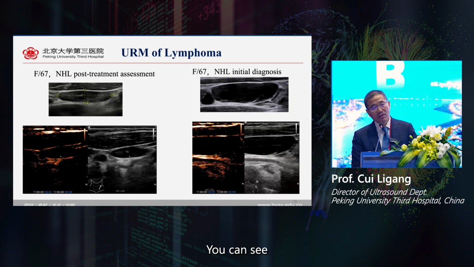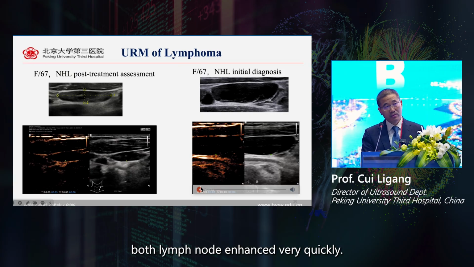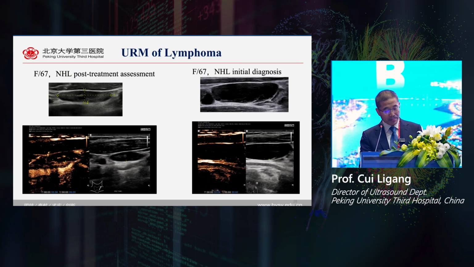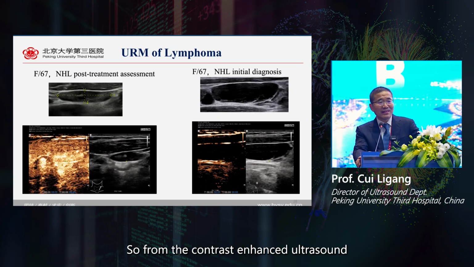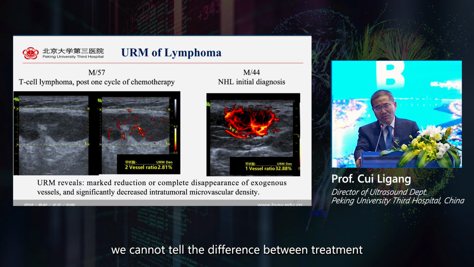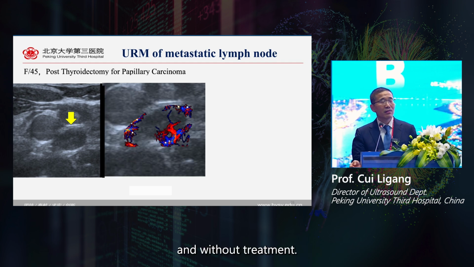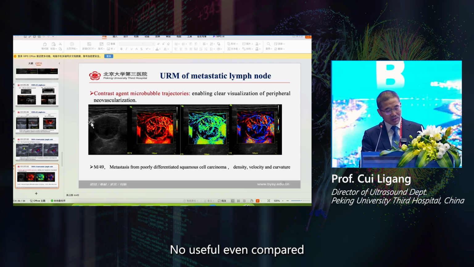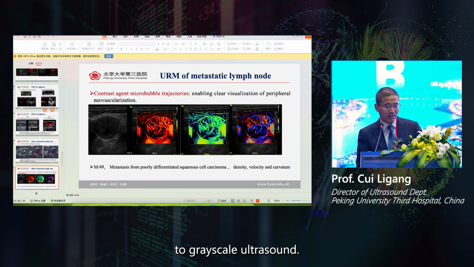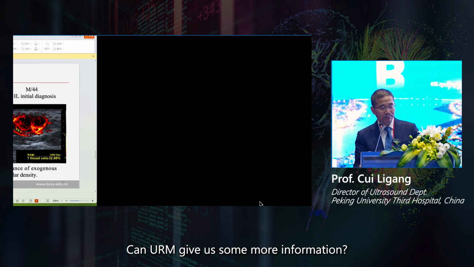You can see with contrast enhanced ultrasound, both lymph nodes enhanced very quickly. So from the contrast enhanced ultrasound, we cannot tell the difference between treatment and without treatment. Not useful even compared to grayscale ultrasound. Can URM give us some more information?